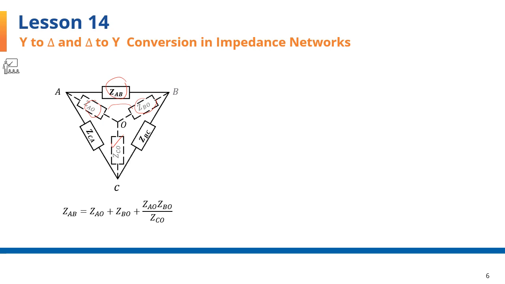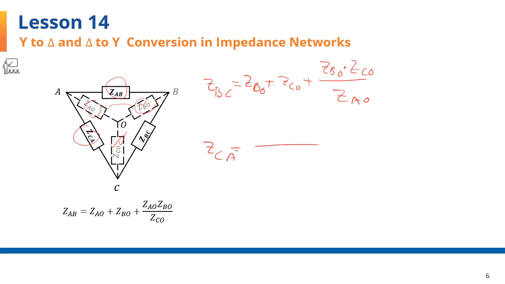Let me write that out. So to find ZBC, we look at the two next to it from the Y configuration, ZBO plus ZCO, plus the product of ZBO times ZCO over the third one, which would be ZAO. And ZCA, this one, is going to be again the sum of the two that are next to it, ZAO plus ZCO, these two, plus their product, ZAO times ZCO, over the third one, which is ZBO.